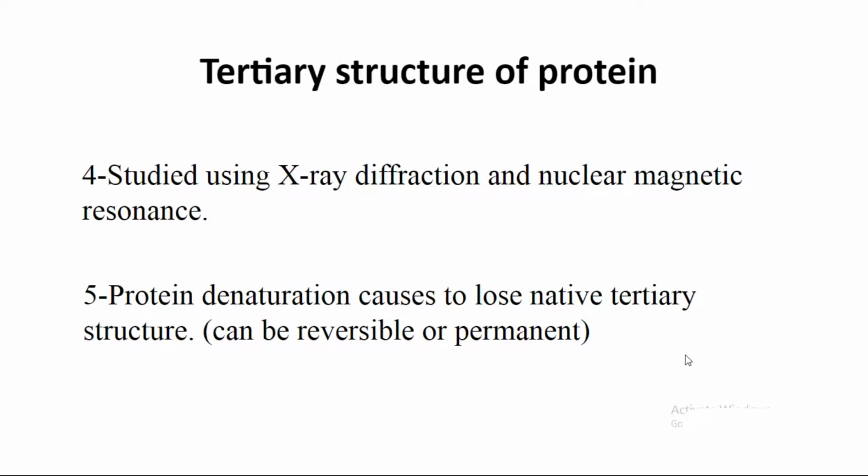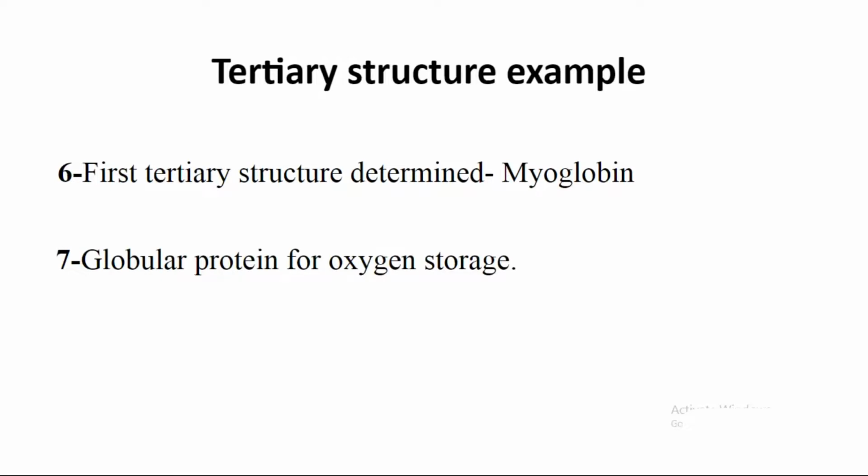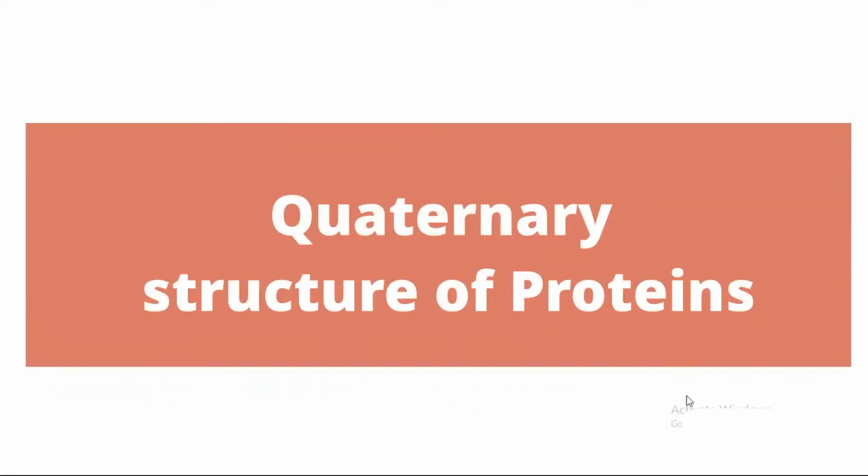The first tertiary structure ever determined was of myoglobin, which is the protein that stores oxygen, and it had one polypeptide chain, 153 amino acids, 8 alpha helical structures, and a prosthetic group. We all know that it has a heme group, which is in fact a prosthetic group. So now moving towards quaternary structures.